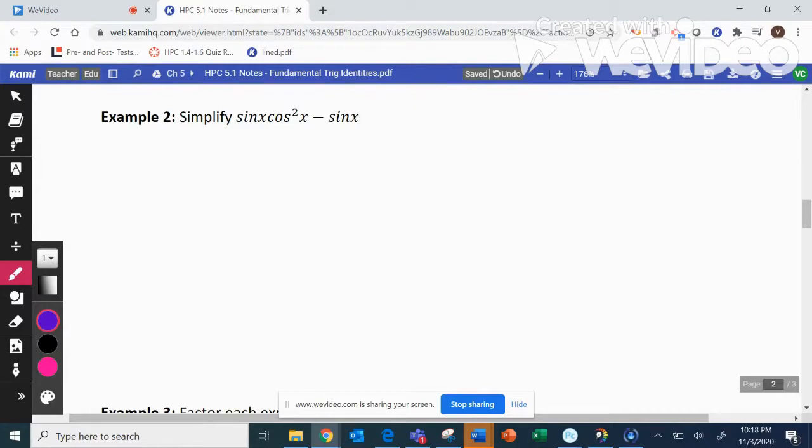Example 2, simplify sine x cosine squared x minus sine x. So to simplify, we're going to do as much as we can to condense it down, try to get rid of subtraction, combining like terms if there's anything. What I notice here is that both terms are separated by a plus or minus sign. Both terms have a sine x. So I'm going to try factoring. I'm going to factor out that greatest common factor. And when I factor it out, I have sine x multiplied by cosine squared x minus 1.